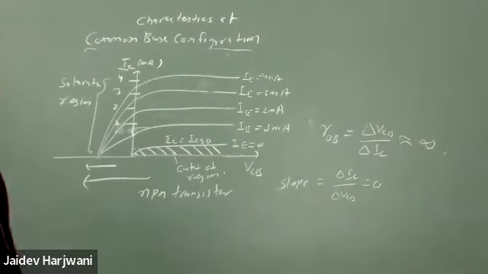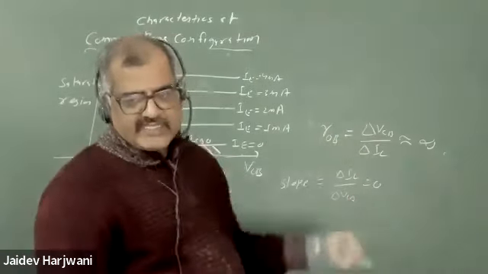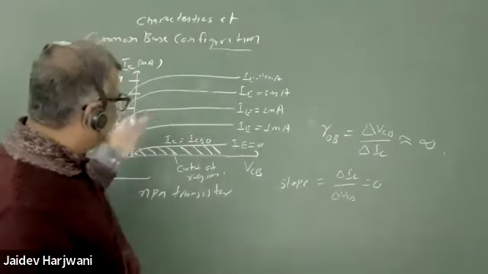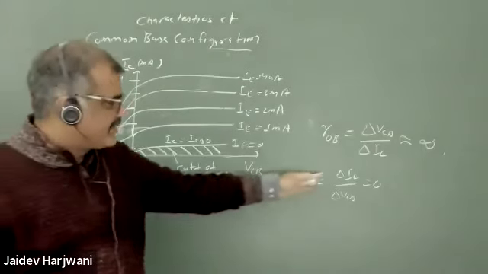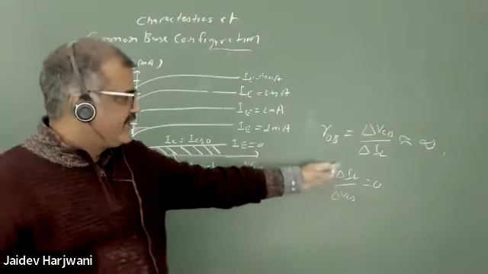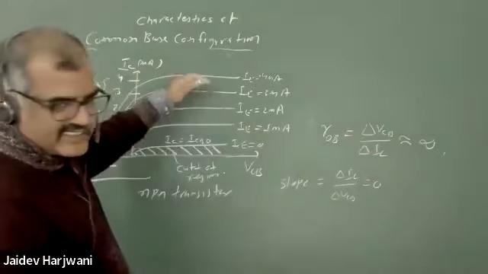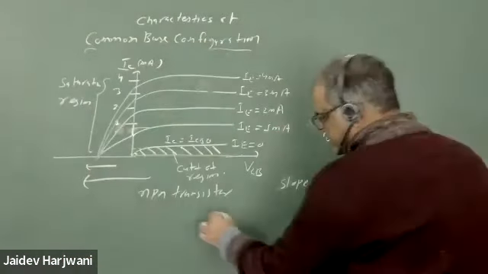Are you getting my point? Resistance is defined as V upon I. But in this graph we have drawn I versus V, so the slope of IC versus VCB is 0. If I put it as VCB upon IC, this will come infinite. That means this region has a very high resistance.